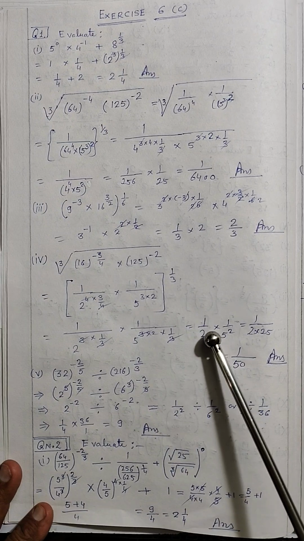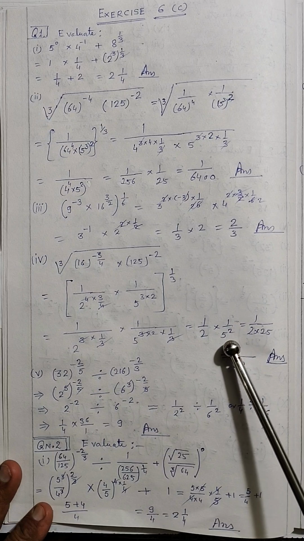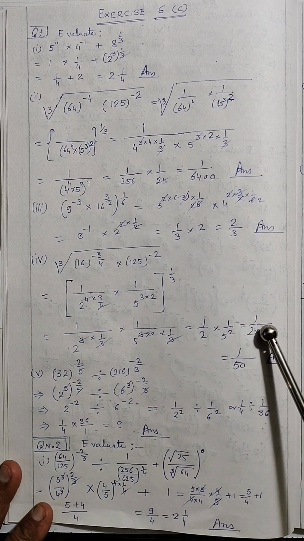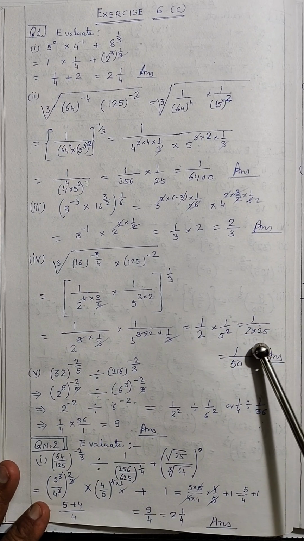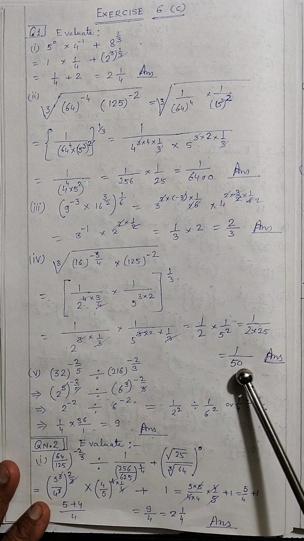So ultimately we will get 1 by 2 into 1 upon 5 raised to power 2. It will be equal to 1 by 2 into 25. That will be equal to 1 by 50.